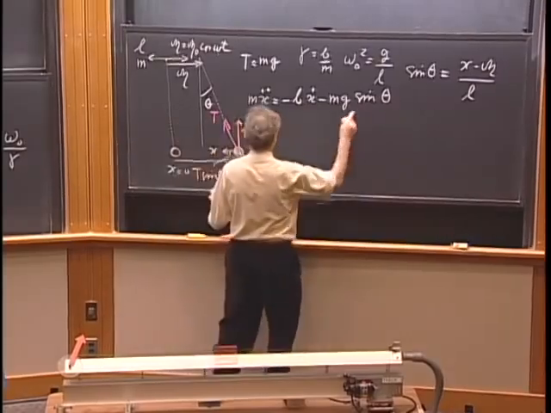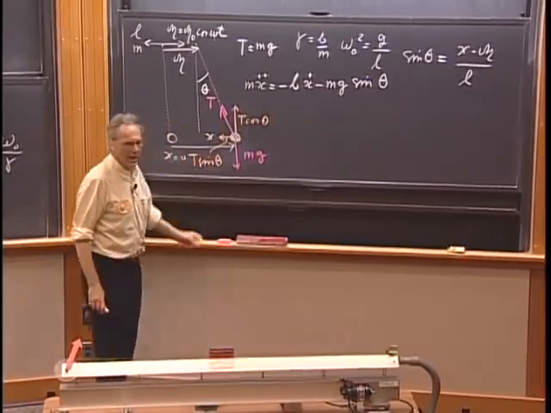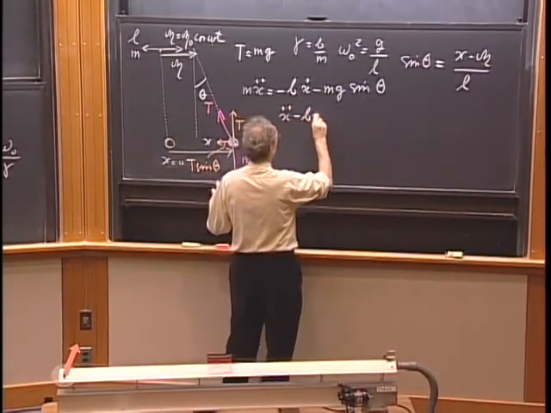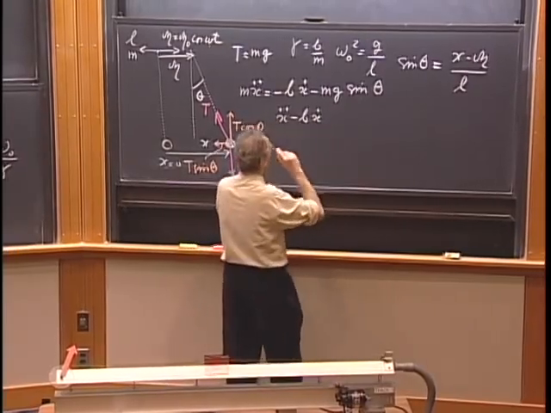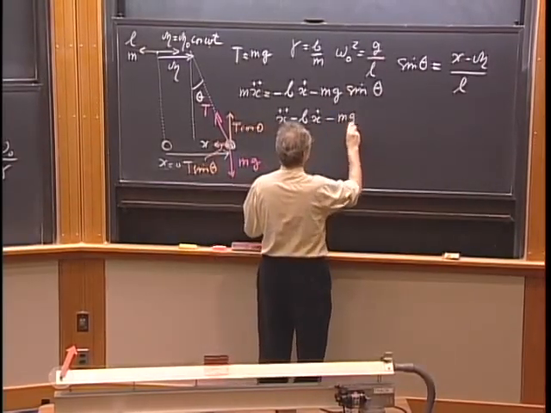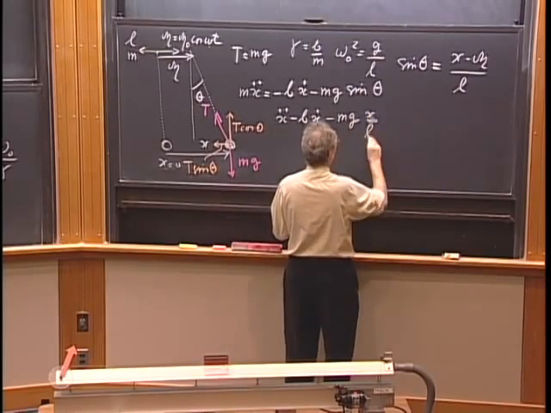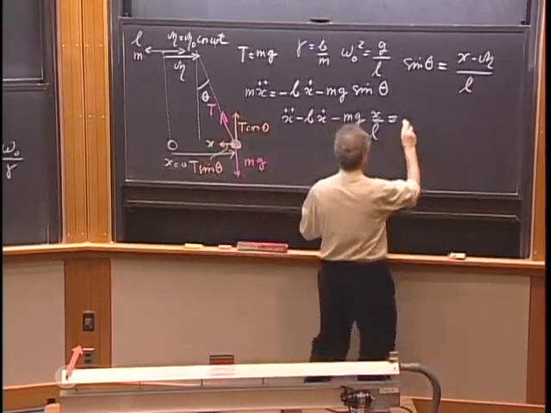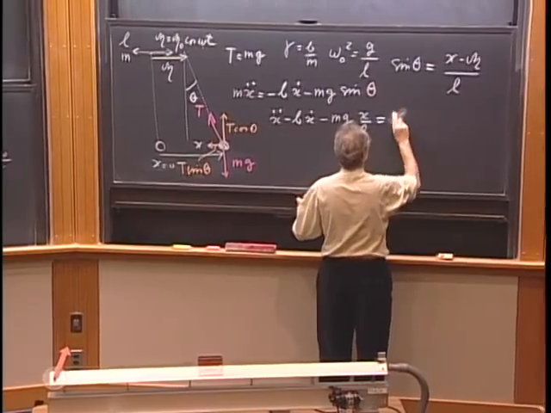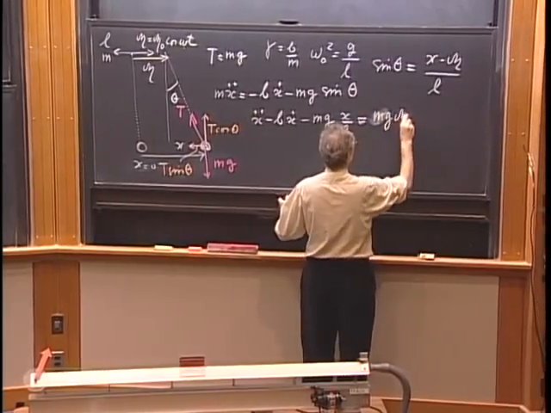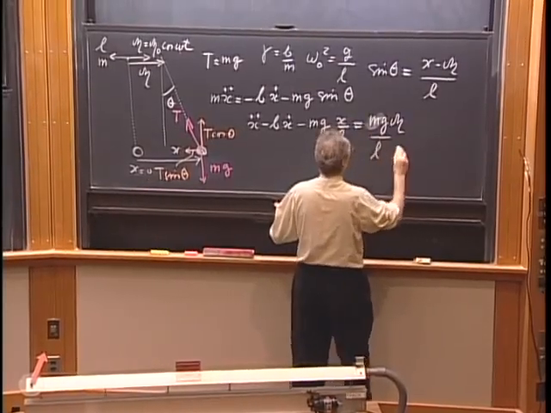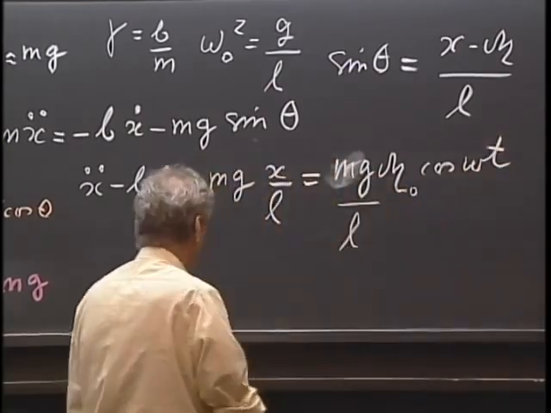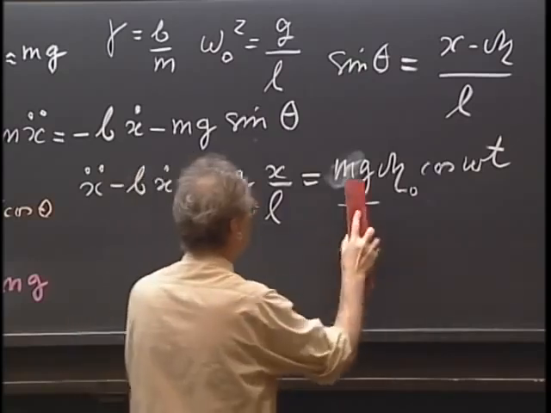And so I'm going to substitute that in here, and I'm going to divide by m. Now let's not divide by m yet. Let's just say m x double dot minus b x dot. And now we get minus mg times x over l. And now we bring Walter Lewin to the other side. And so we get plus mg times eta divided by L. And eta is eta 0 times cosine omega t, because I am moving my hand, that eta is a function of time.